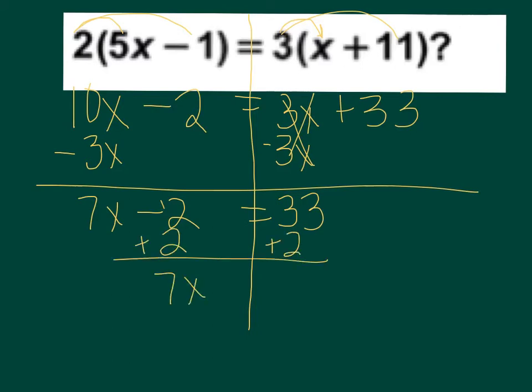So 7x, that went away, equals 35. I'm going to divide by 7, and I get x equals 5. So again, the last two steps are not changing. It's the first ones that are changing.